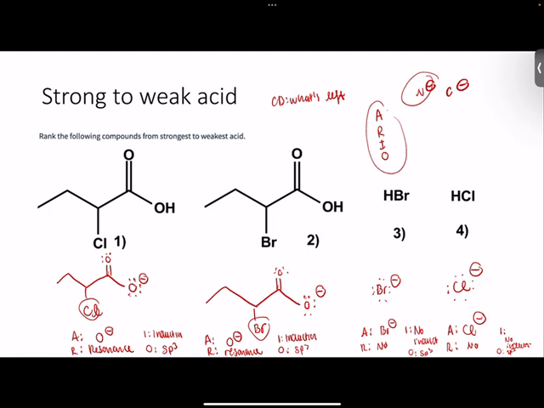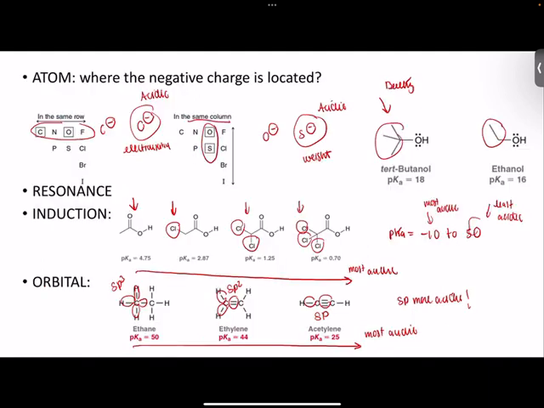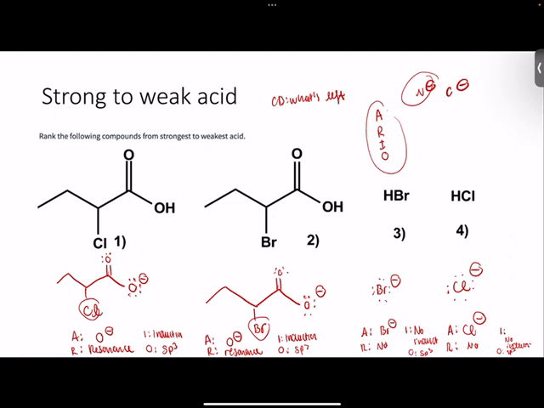So then we already know, if we look at our little periodic table down here, that we have an oxygen, but then we can see that chlorine and bromine, they're more electronegative than oxygen. So then number 3 and 4, they're gonna be more acidic than 1 and 2.